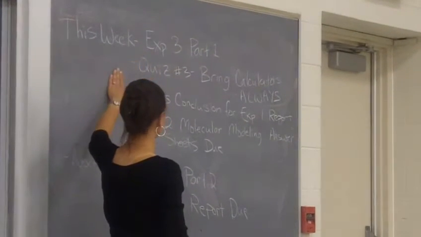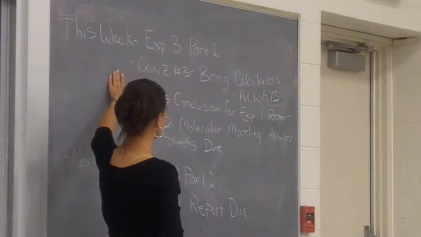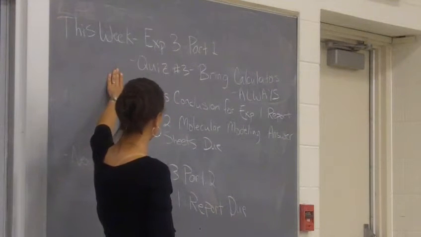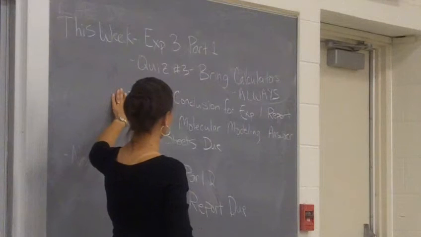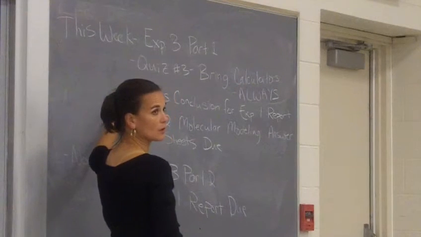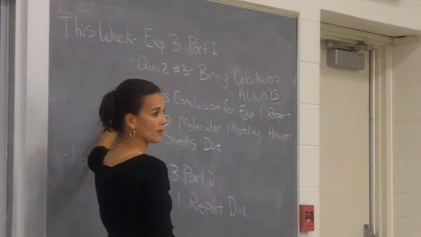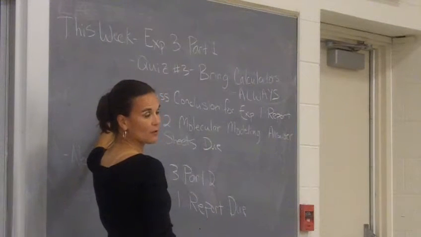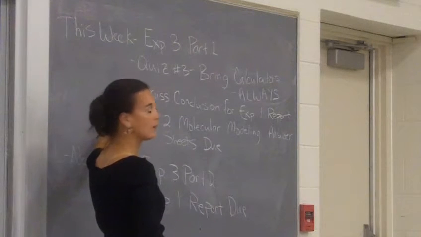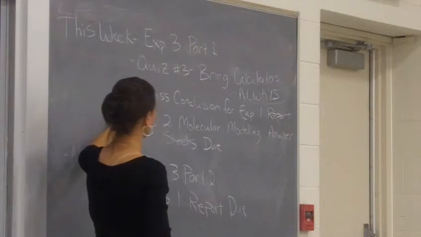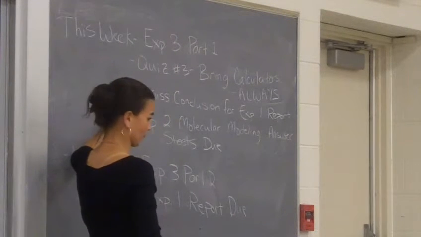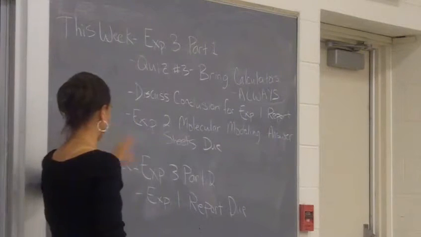For other calculations in lab, you'll be having a discussion of the conclusion for your experiment 1 report in lab. And then your experiment 2 molecular modeling answer sheets are due in lab this week. They'll be collected at the start of the lab period. So the lab that you did last week, those answer sheets plus the printout of your morphine model once you were done with it are all due in lab this week. Okay, so experiment 2 is due this week.